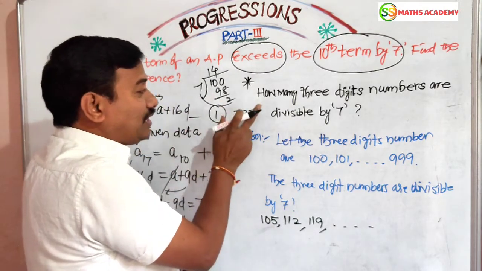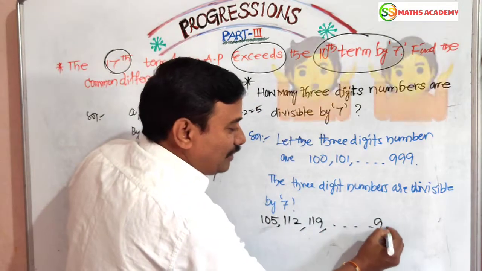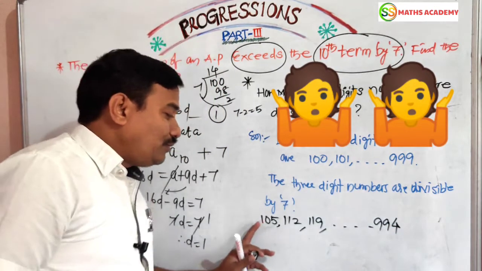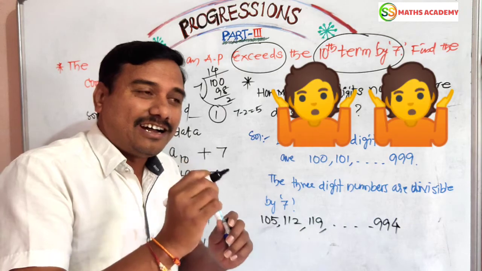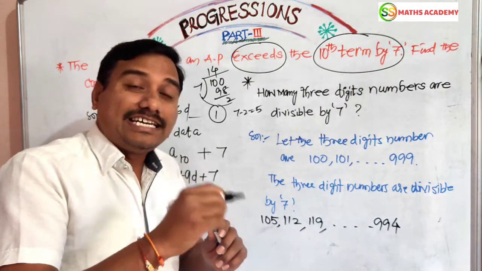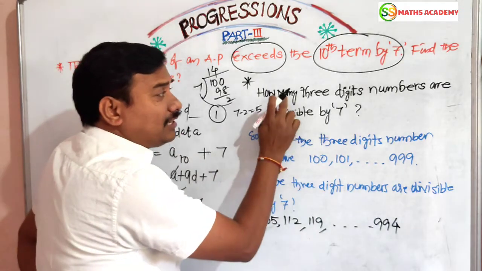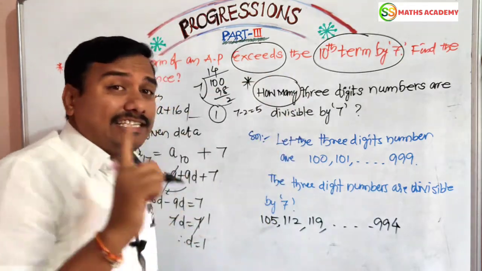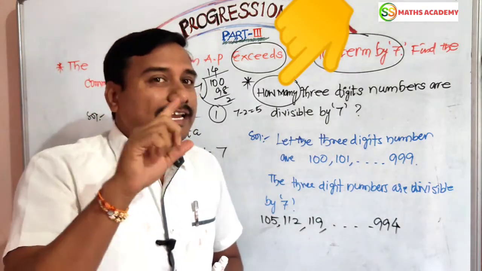We have to subtract this number from the last number which is divisible by 7, that is nothing but 994. You have to check it. 105 and 994 are exactly divisible by 7, no doubt at all. Now he is asking here: how many? Yes, this is an important clue word in the question. How many means n.